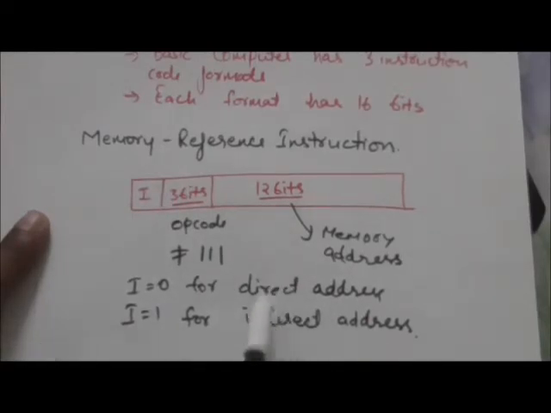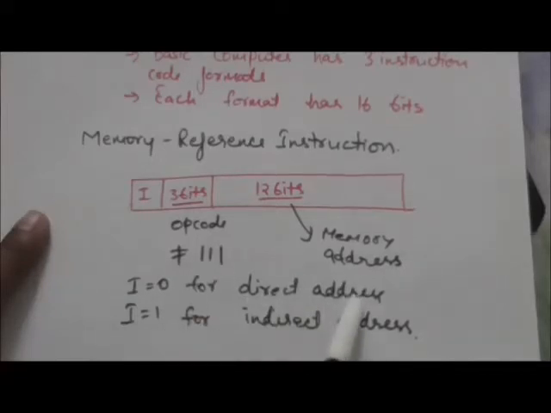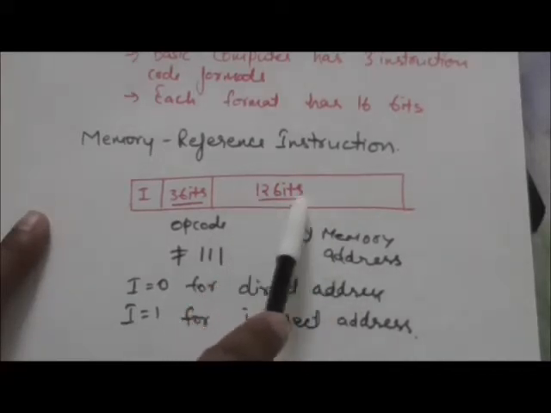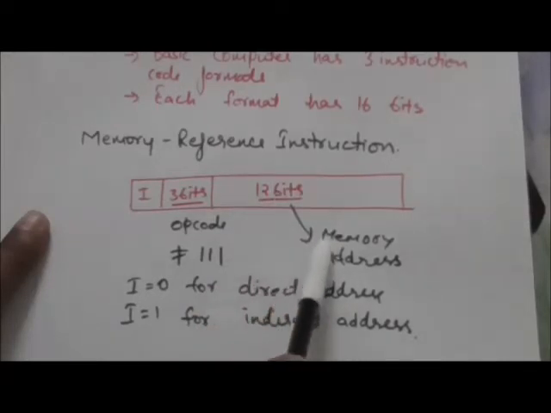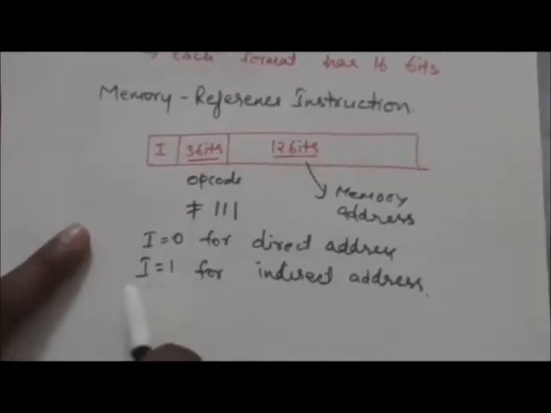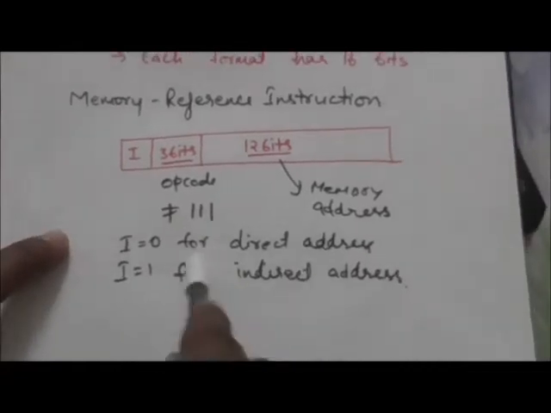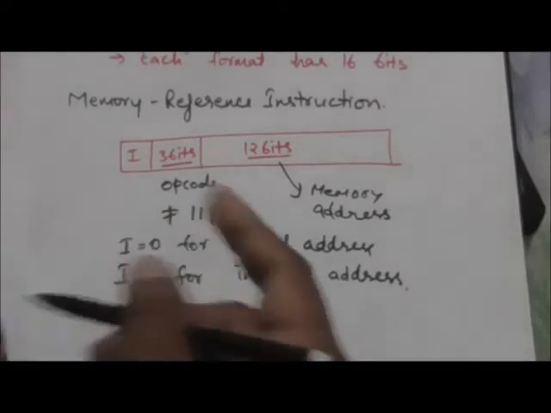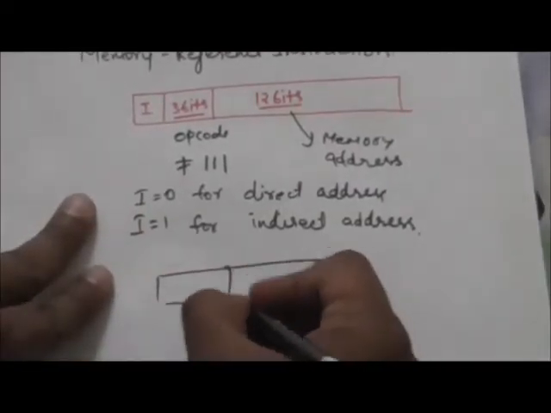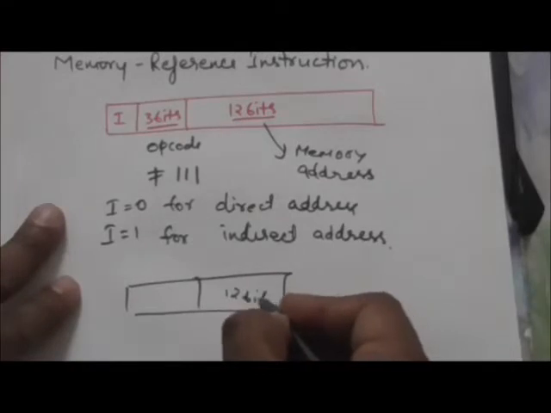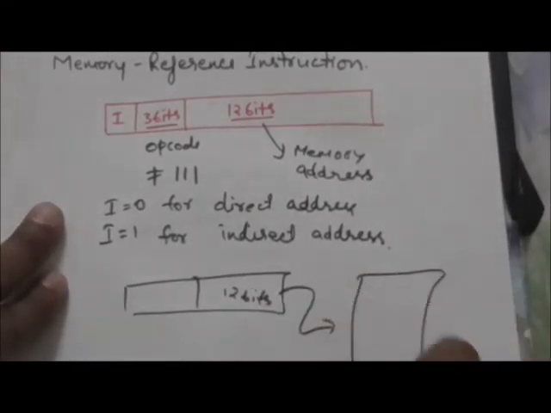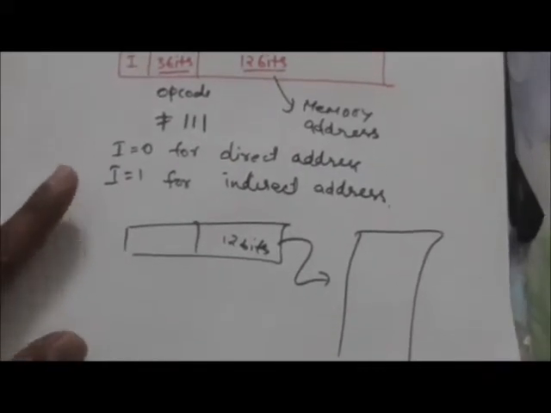So what is the difference between direct addressing mode and indirect addressing mode? When I is equal to 0, or when there is a direct addressing mode, then in that case these 12 bits specify the memory address where the required data is stored. But if I is equal to 1, it means there is indirect addressing mode. In that case these 12 bits specify the memory address where the address of required data is stored, right?